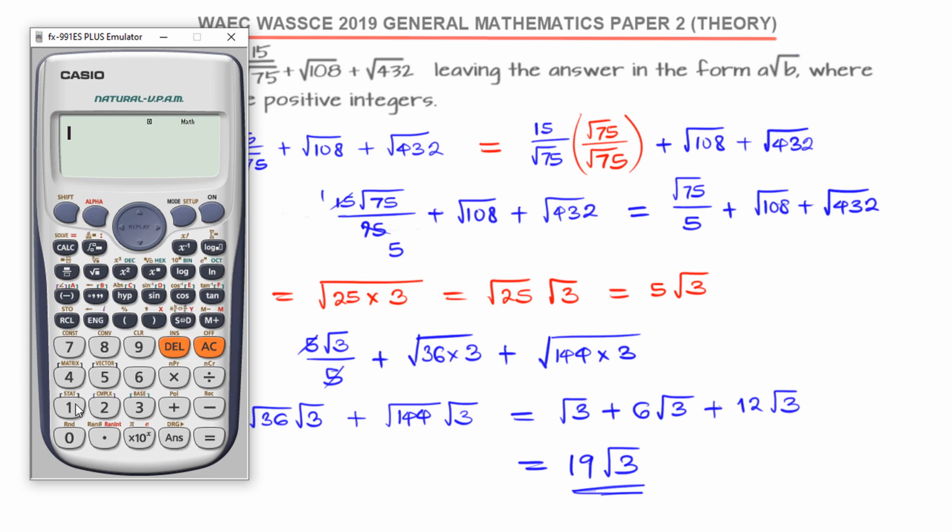If you know how to really use your calculator, you can go ahead and try to solve this question with your scientific calculator, especially the FX991ES. Just try the whole expression, 15 over root 75 plus root 108 plus root 432. If you ask the calculator to solve this, that's 19 root 3. So we're on the right track. Our correct answer is 19 root 3.